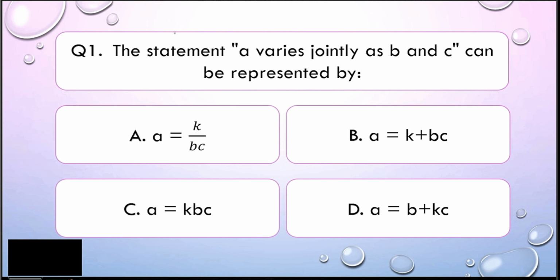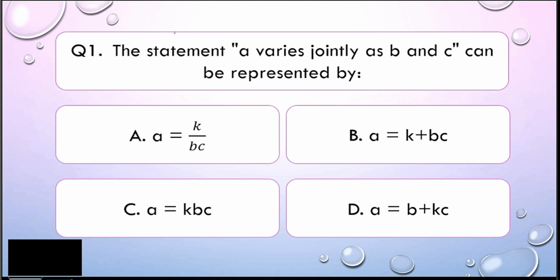Alright, math learners, this question is very easy because what we need to do is just translate the given statement into a mathematical statement. So here we have A varies jointly as B and C. Therefore, our A is the one on the left side of the equation. Both choices have A on the left side of the equation. Okay, that's correct. Now, what is varies jointly as B and C?